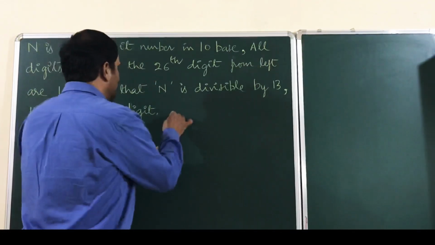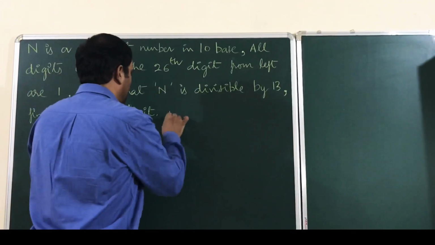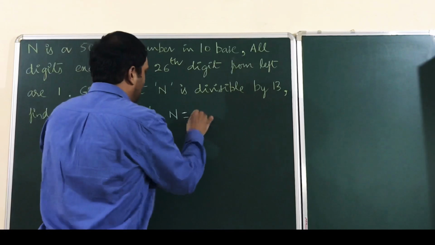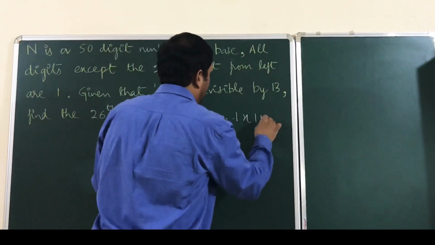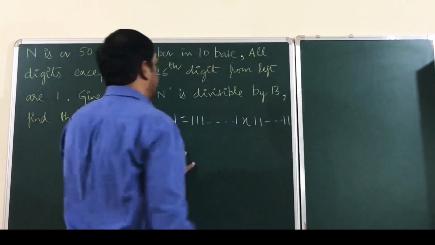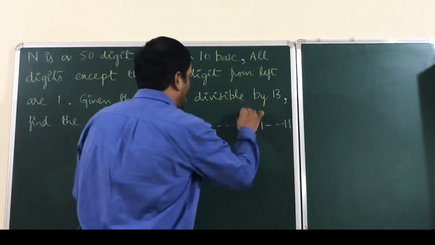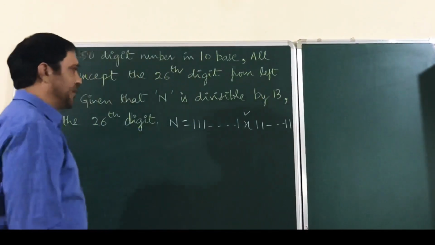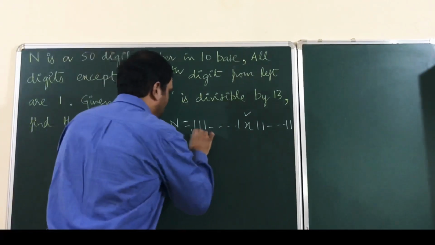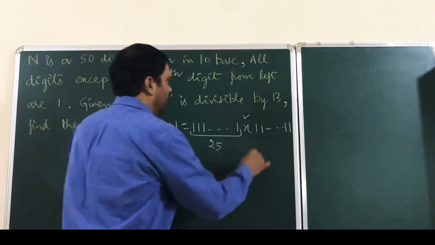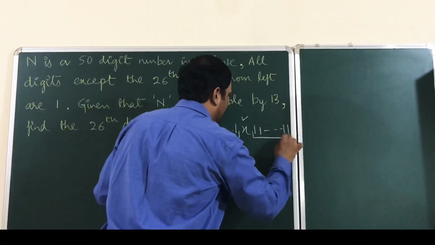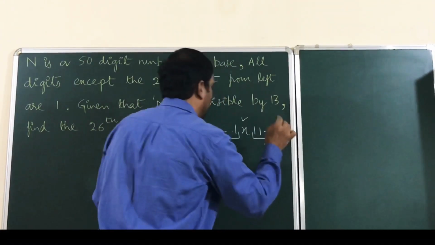Okay, so we'll consider n as a 50 digit number. So n we can write as 1, 1, 1, and let's say this is a 50 digit number, and the 26th digit I have taken as x. So before x there are 25 ones written, and after x there are 24 ones written.